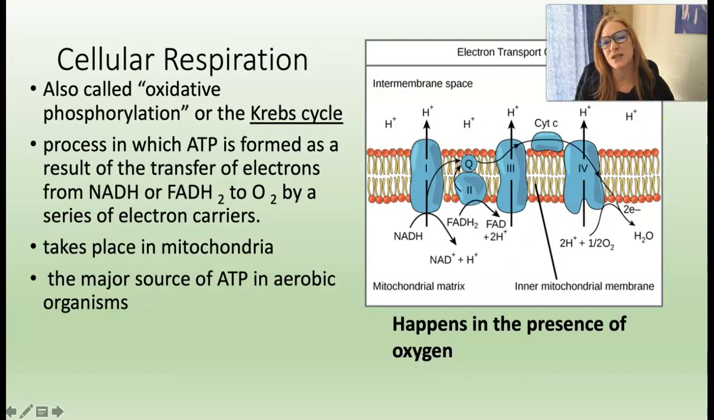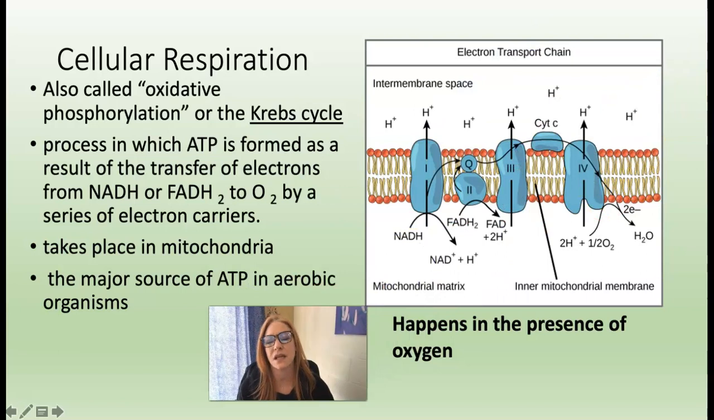Here's some fancy, let's kick it up a notch type of thing. Cellular respiration has fancy names. It's also called oxidative phosphorylation, or is named the Krebs cycle. And it's a process in which ATP is formed by passing electrons from one electron carrier molecule to the next. So this happens inside of the mitochondria.